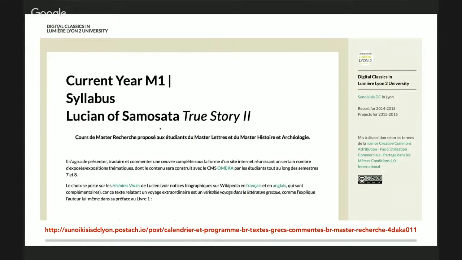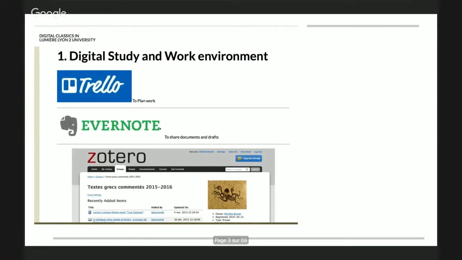So we designed, as it was also a digital course, we decided to design a shared digital environment. And so we had an Evernote little book, a Zotero group library, and we shared information using Trello to plan work and so on.